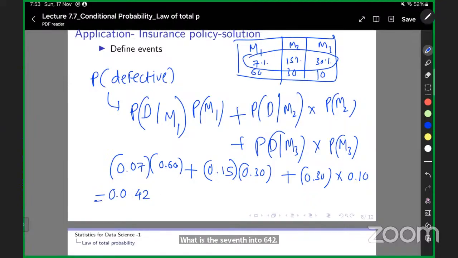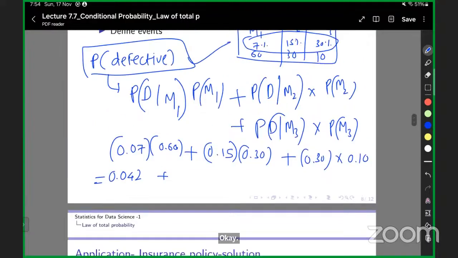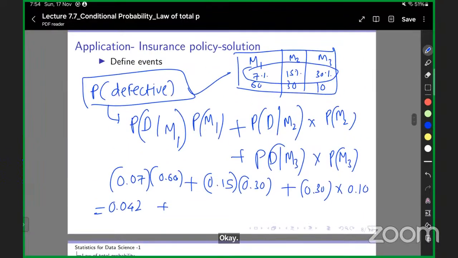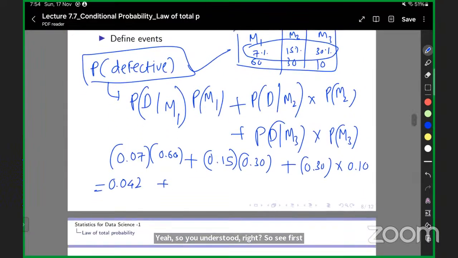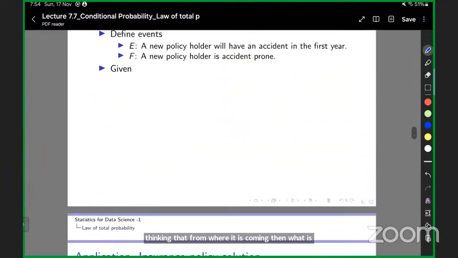Okay. Yes, sir. Got it, sir. So if you multiply all of them, you'll have this probability. Fine. Yeah, got it. So actually, I'm facing difficulty in implementation of the formula. So you understood, right? See, first from where it is coming, then what is that part? So that's how you can solve this.